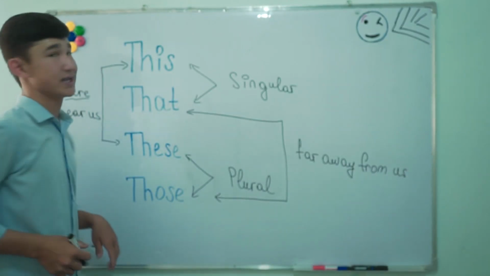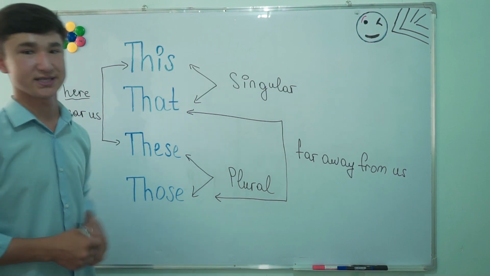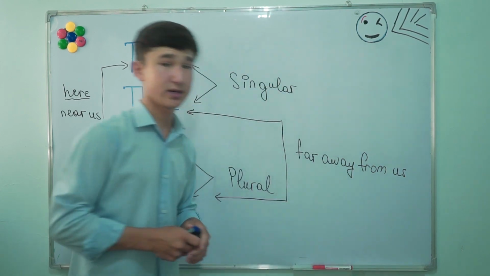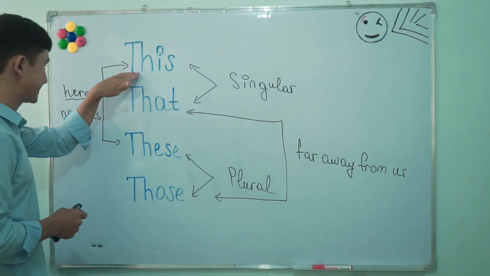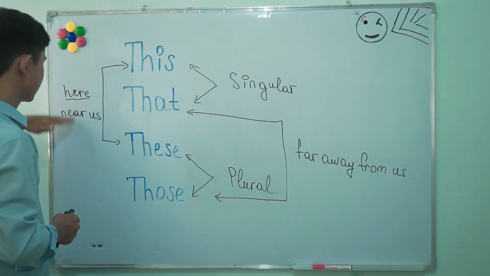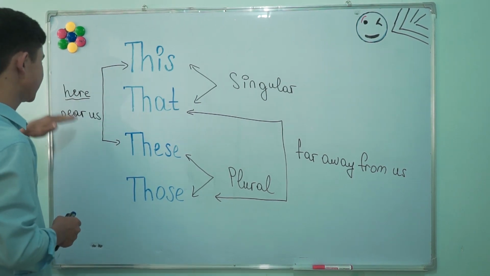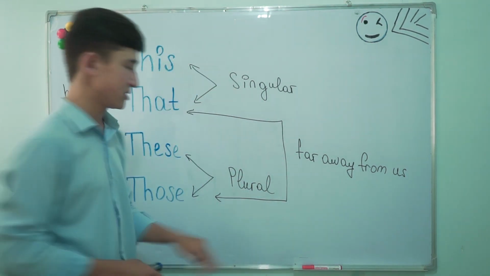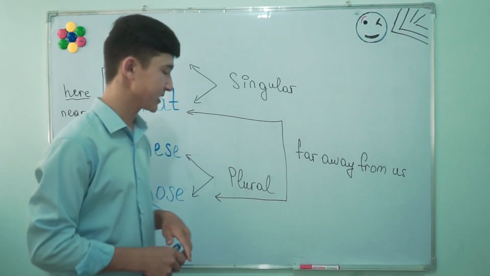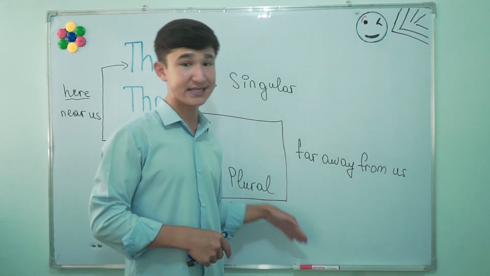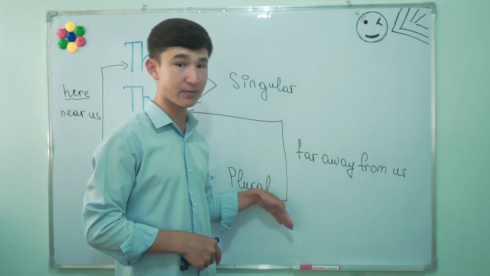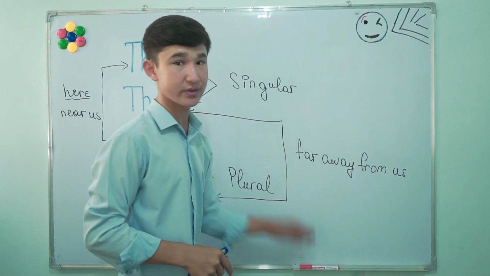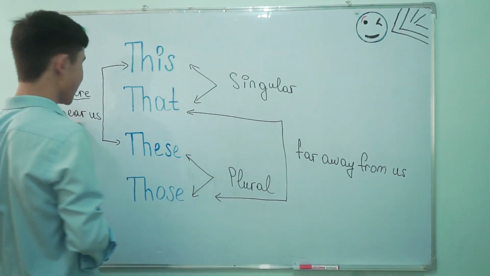Let's make a sentence with this. As we have a marker, look at this one. We said this is singular, it means one. So this is a marker. Why are we using this? Because it's one marker, and it's near us.